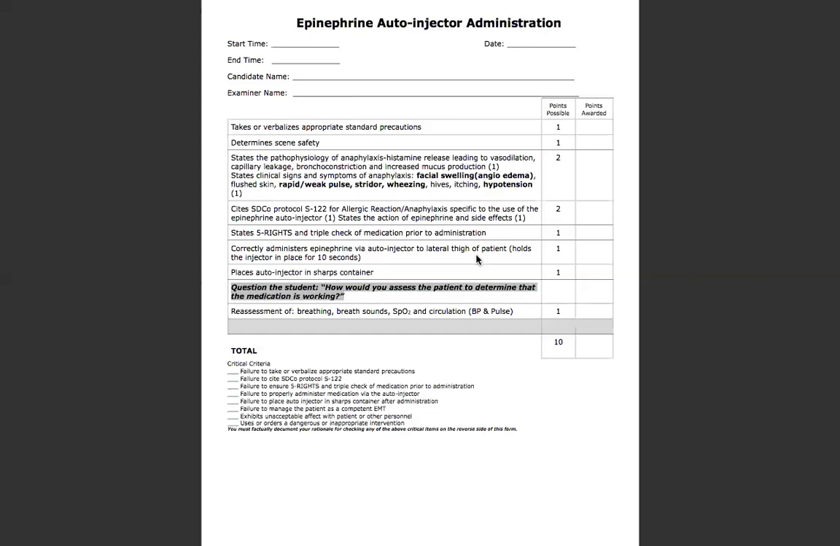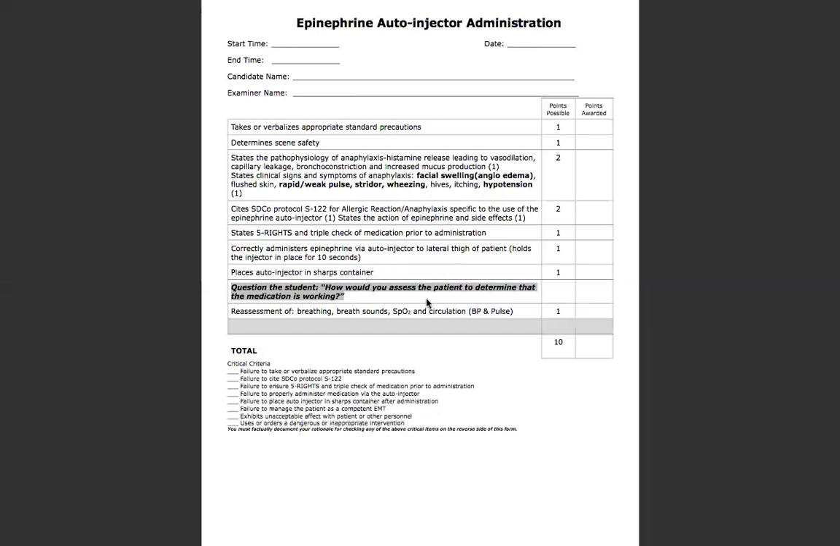You want to make sure that there's nothing in their pockets. You want to make sure no wallet, no phone, no keys. Ideally, this would be given on bare skin, but the needle is pretty large. It's designed to go through clothing as well. Once you administer, you're going to place that in their skin for 10 seconds. So you're leaving it in place. Once 10 seconds passes, you place the auto-injector into a Sharps container.